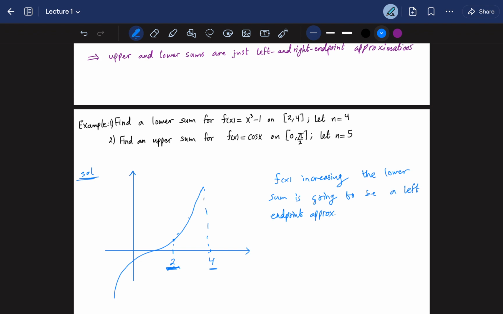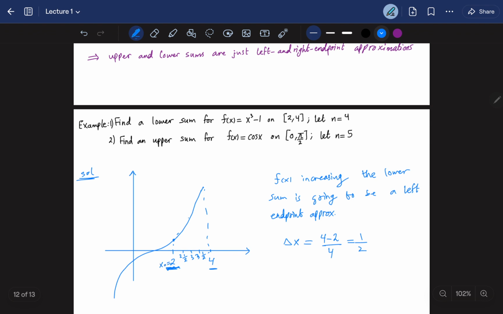Since it's a left endpoint approximation, we're going to repeat the same process. I'm just going to find my delta x. So that's 4 minus 2, b minus a, over my n, which is 4. So this is just 1/2. So I'm going to divide this area into 4 points by adding 1/2 to my x0, which is 2.